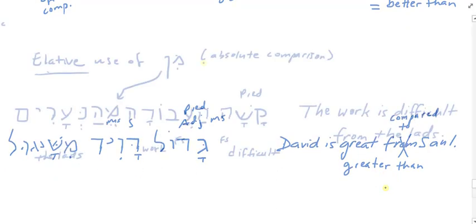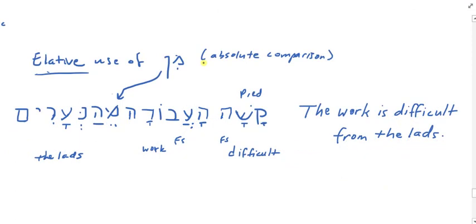The last sort of comparative min use that Ross discusses is actually not, technically speaking, the kind of comparative min we're looking at. I like to call it the elative use of the min. We see that in some of the other Hebrew grammars. Some will refer to this as an absolute comparison or an absolute comparative use of the min. And it's going to occur in sentences like what we have here. So hopefully you'll understand this use of the min as we look at an example.